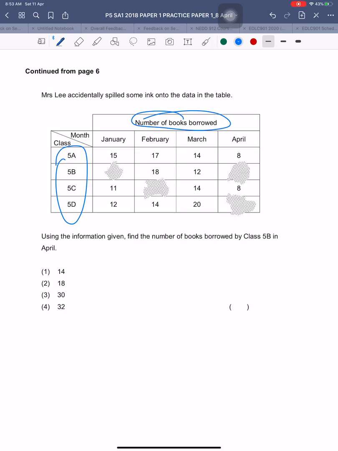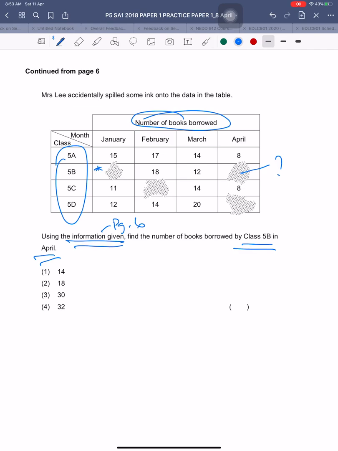Right, so Mrs. Lee accidentally spilled some ink onto the data, and you're supposed to use the information given. That means on page 6, in the graph, find the number of books borrowed by 5B in April, meaning you just need to focus on this. This is what you're supposed to find. But before you can find the answer, you need certain information. Okay, for example, how do we do this?